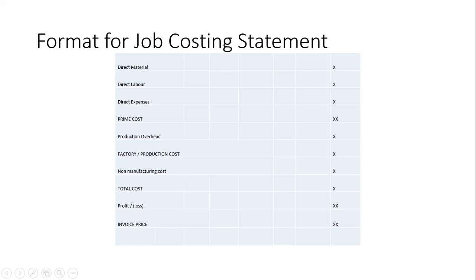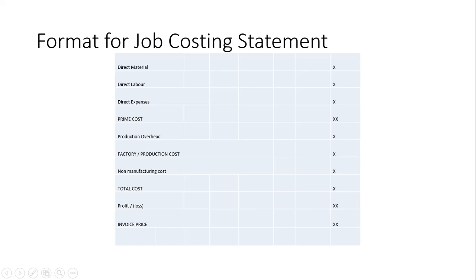So then we total up and have the prime cost here. Once we get the prime cost, plus the production overhead, we get the factory or production cost. How to get the production overhead here? The formula is OAR times the actual basis. This is the same knowledge that you covered in chapter 5 to get budgeted overhead. Okay, the formula is OAR times the actual basis.